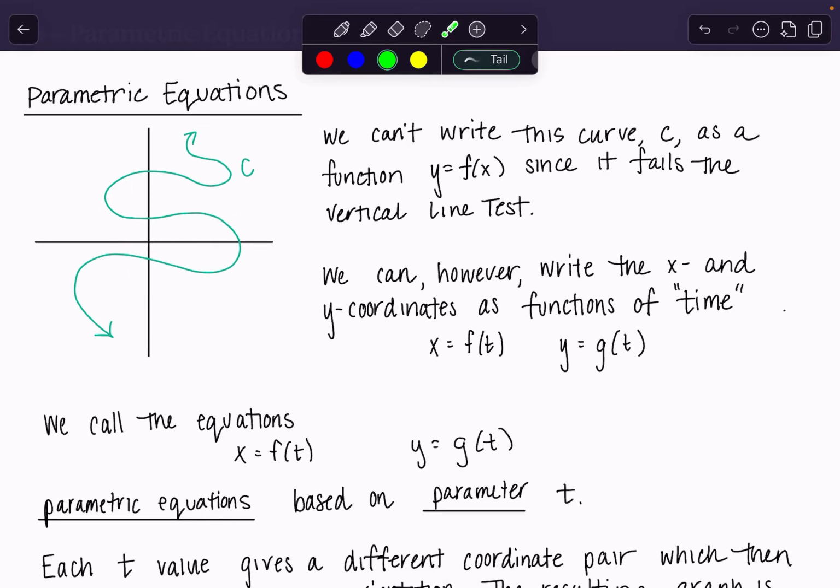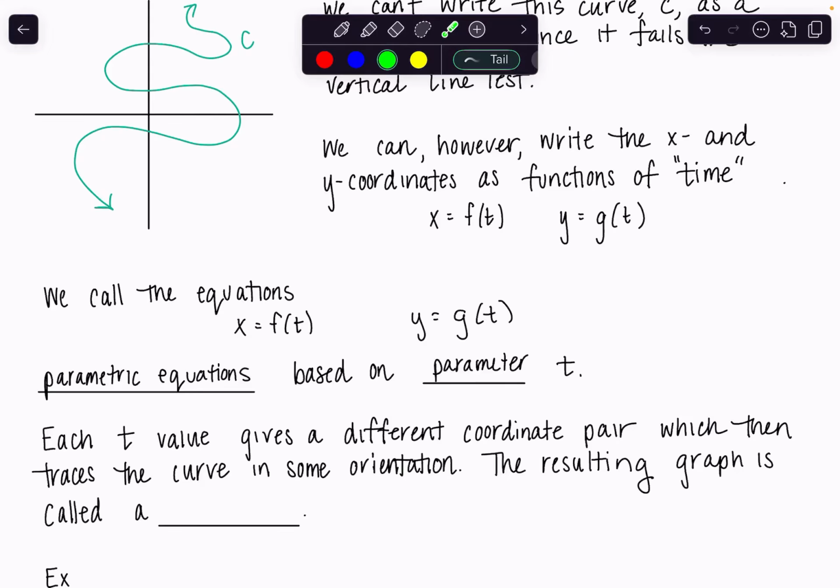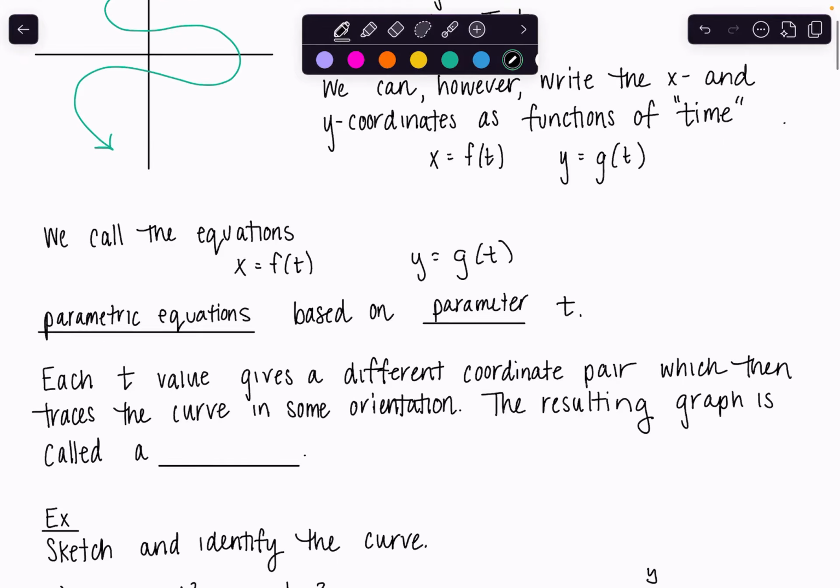So every single time I plug in a t value, it's going to give me a coordinate pair. So maybe when t is 0, I start here. When I increase t to 1, I move. T to 2, t to 3, t to 4, t to 5, and so on. In that case, you would trace your graph in this orientation, okay? So the resulting graph we call a plane curve.